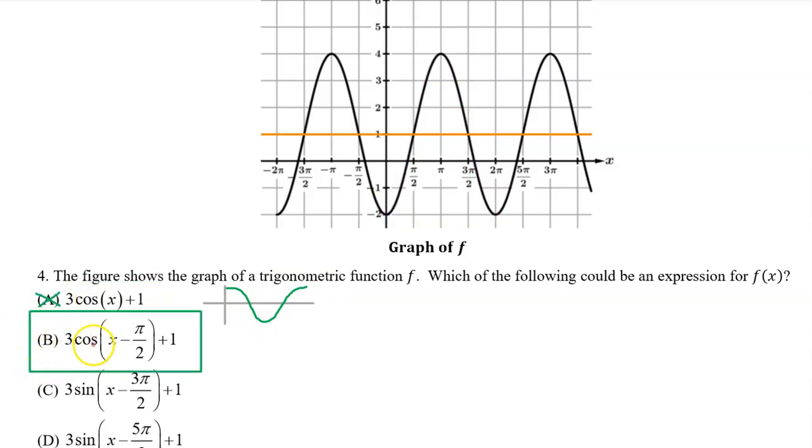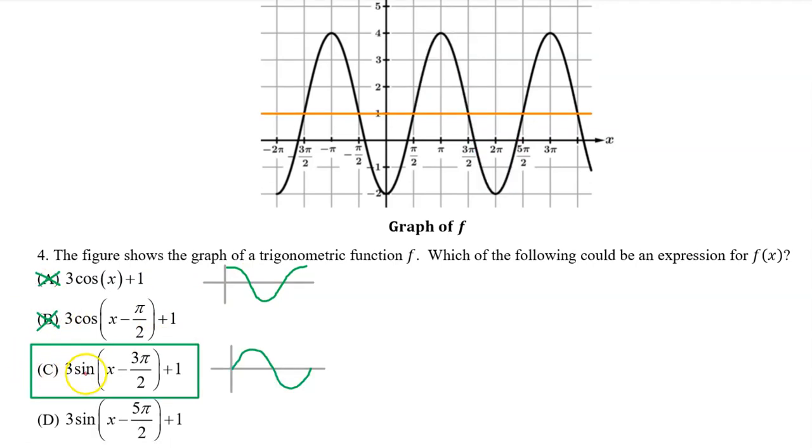Function B is another cosine function with a positive a value. So the first period should be a right side up cosine function which looks like this. Function B has a c value of negative pi over 2. That means the phase shift is positive pi over 2, the opposite of this. That means the first period will begin right here at positive pi over 2. However, if I trace one period of the graph of f starting at positive pi over 2, it looks like this. This is a positive sine function, not a cosine function. So B cannot be the answer.